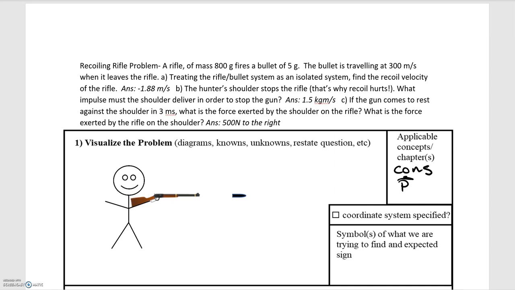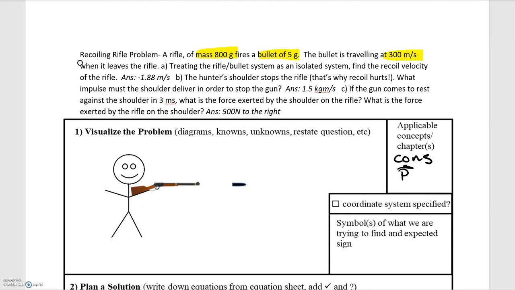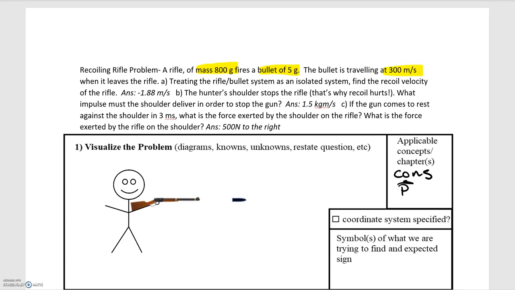So in this video, we'll be going over the recoiling rifle problem. There's a lot going on here with a lot of information. The first thing that I would suggest is to highlight the important pieces of information in the problem. So we have a rifle. We're told the mass of the rifle is 800 grams. There's a bullet that gets fired from it, and that has a mass of 5 grams. We're told that once the rifle fires, the bullet travels at a velocity of 300 meters per second.